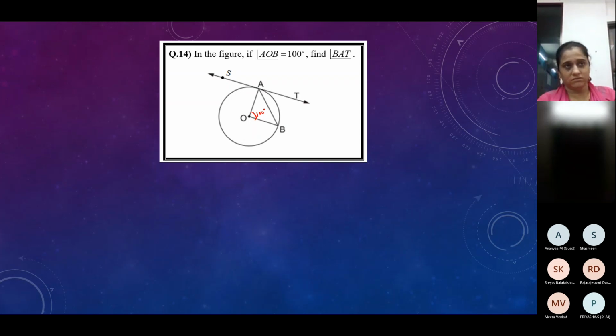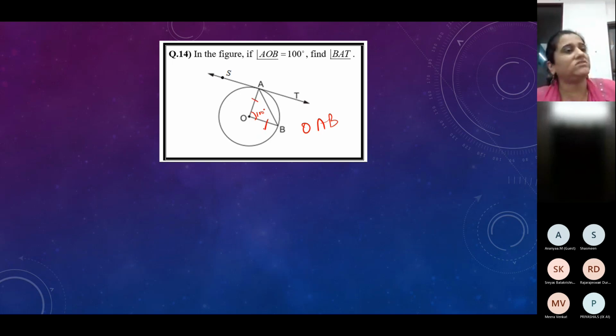Okay, let me ask you questions to find the answer for this one. Now, give a special name to the triangle OAB. Isosceles triangle. Why? Which are the two sides equal? OA is equal to OB, correct? Always watch out for that. OA is equal to OB because they are radii. So OAB is an isosceles triangle because these two sides are equal.